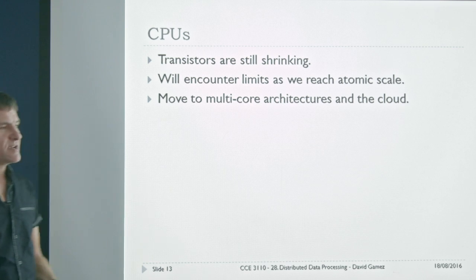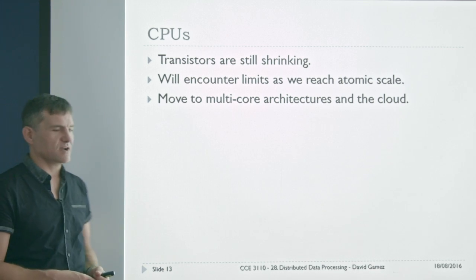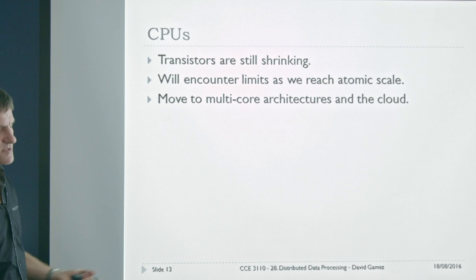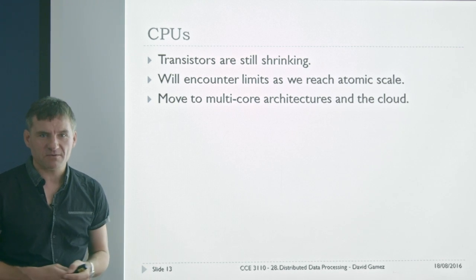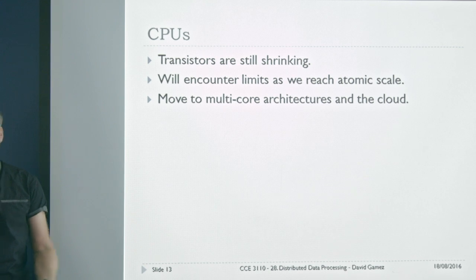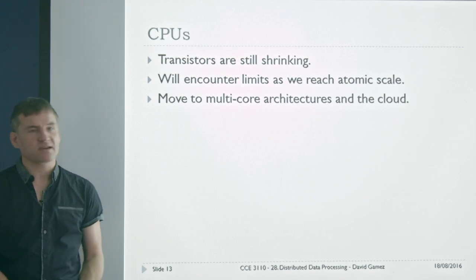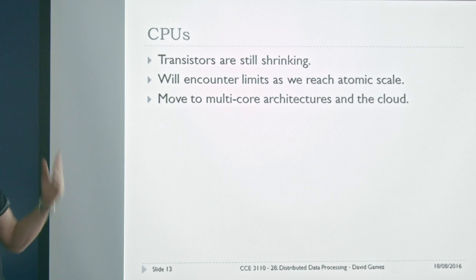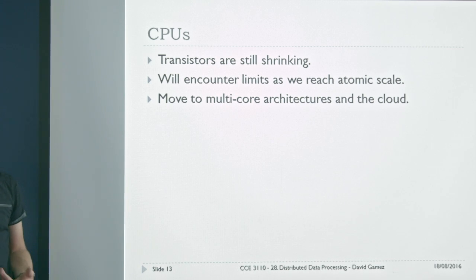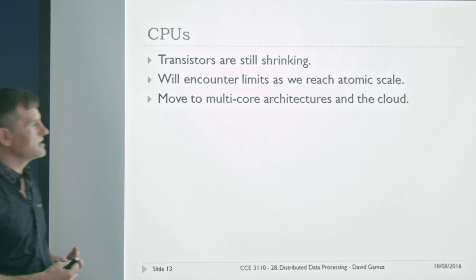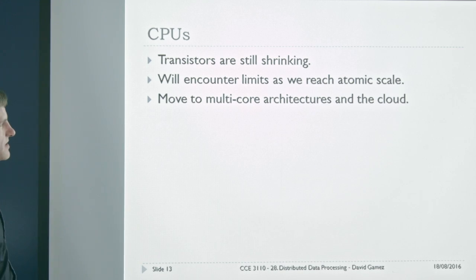Transistors are still shrinking. They're still spending a bit of money on this, but there have been shifts in lots of different directions. Firstly, we're going to encounter limits as we reach atomic scale. We're not going to shrink beyond a certain point because then the noise in the atoms is just going to mess everything up. And so there's been a move to more power-efficient architectures. It's been recognized that power efficiency is very important with computing, and a move to multi-core architectures in the cloud.